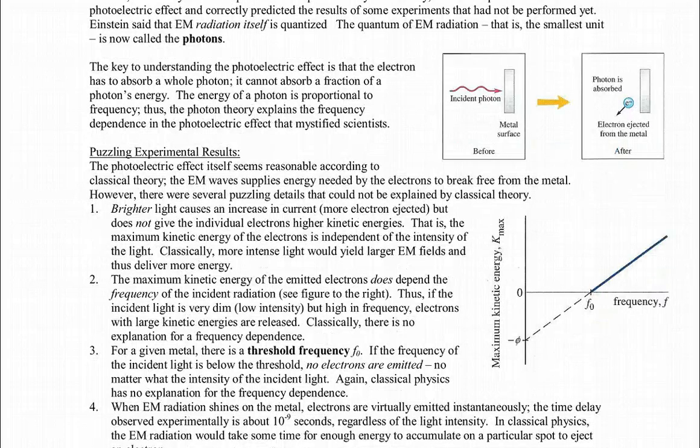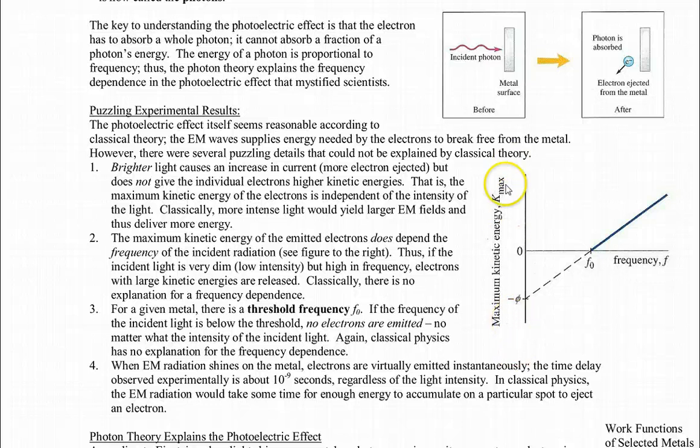Now, if you look at the graph down below here, you can see that we have kinetic energy, or the energy of the electrons, plotted versus the frequency. And right here is the cutoff frequency, and the slope of this graph represents Planck's constant. If you think of this equation, remember it's like y equals mx plus b. On the y-axis, we have the maximum kinetic energy. The slope of this graph represents Planck's constant, which is h. The x-axis is the frequency, f.